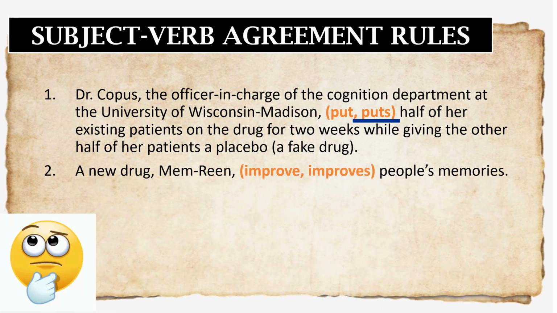Second, a new drug, membrane, improves people's memories. What is the subject here? It is a new drug, which is singular. So what should be the verb? It is improves.